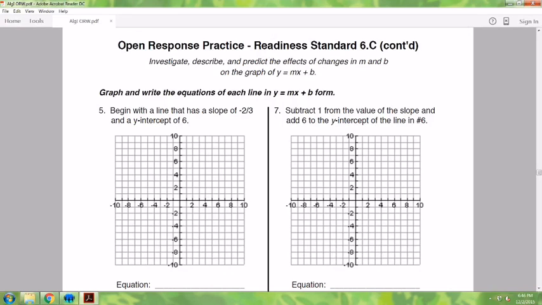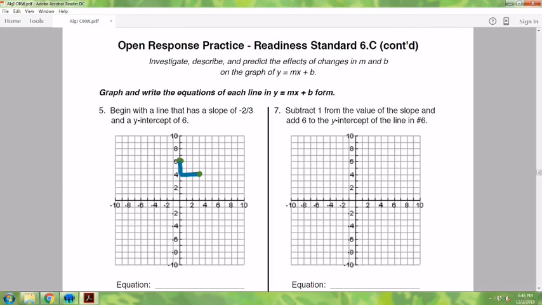So number 5 says to begin with a line that has a slope of negative 2/3 and a y-intercept of 6. So the y-intercept is where we want to start. We're going to put a point on positive 6 on the y-axis. And since it says that it has a slope of negative 2/3, remember slope is rise over run. We're going to go down 2 spaces and right 3 spaces and put another point.